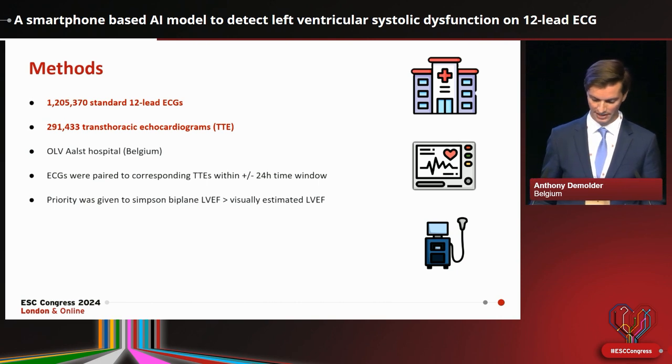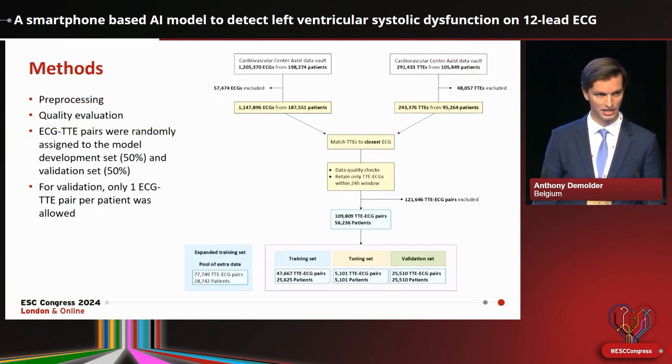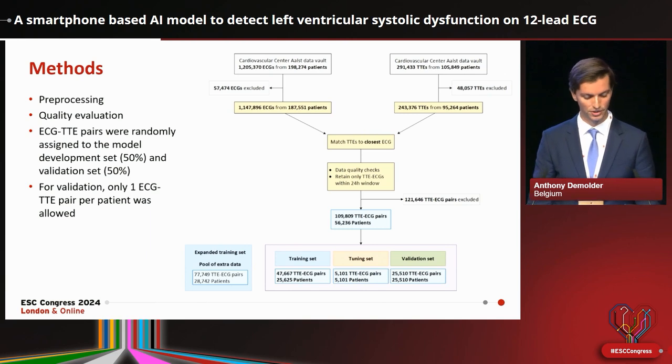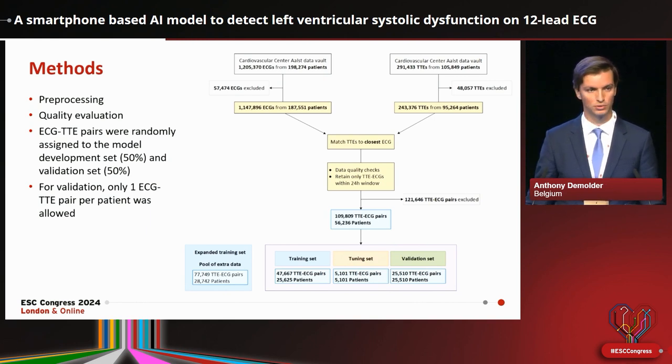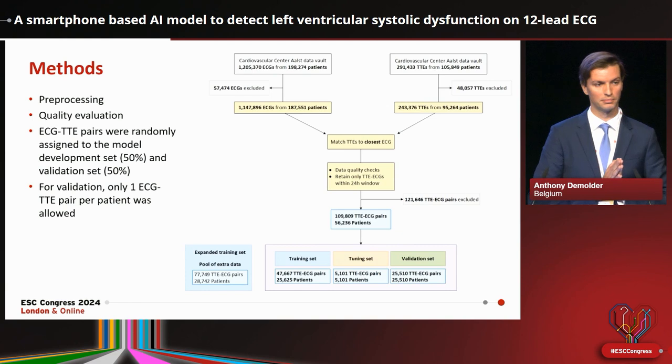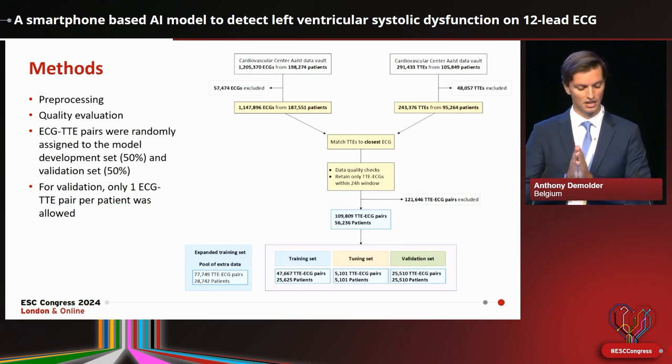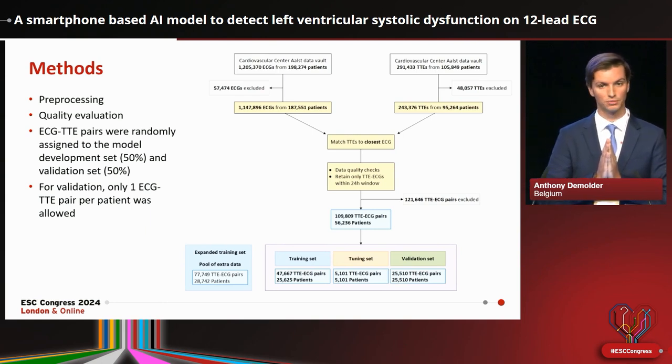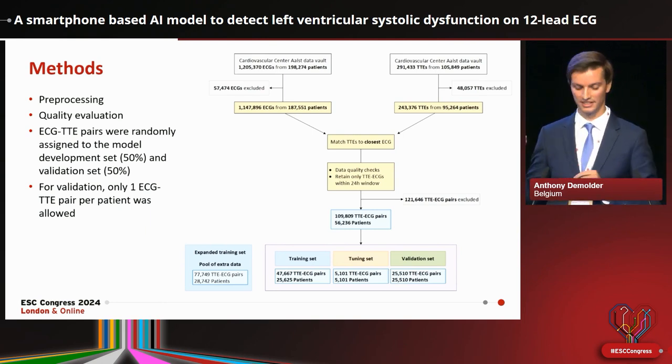And now, if we look at our flowchart here, first we did some pre-processing and also data quality checks to make sure that the data was of sufficient quality, eliminating TTEs and ECGs that had more than 24 hours between them. And then next, the ECG-TTE pairs were randomly assigned to either the model development set or the validation set. For validation, only one ECG-TTE pair per patient was allowed. And I want to highlight here that in our validation set, we had more than 25,000 patients that we used as a validation.